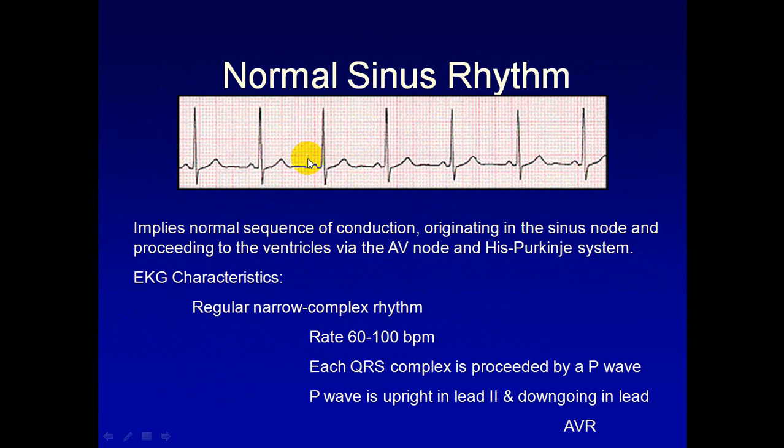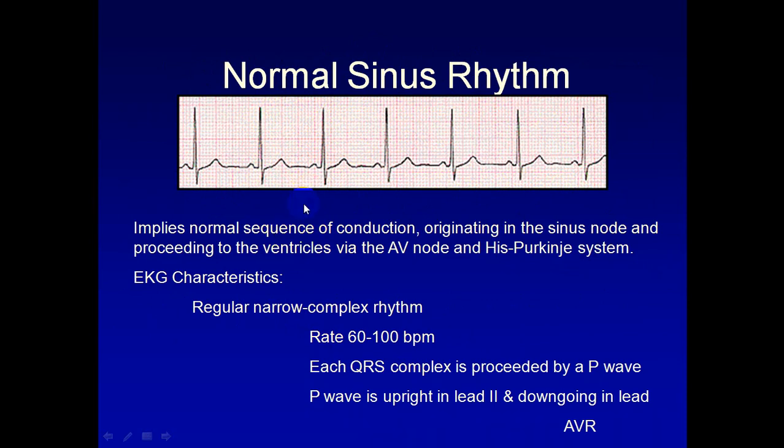This is again an ECG sample. Looking at the P wave, the rate is about 70 beats per minute, every P wave is followed by a QRS complex, the RR intervals are equidistant, the PR interval is normal, and the QRS complex is normal in shape and duration. So this is normal sinus rhythm again.